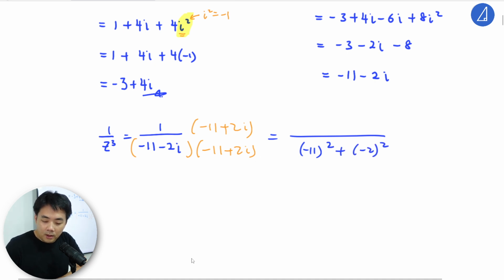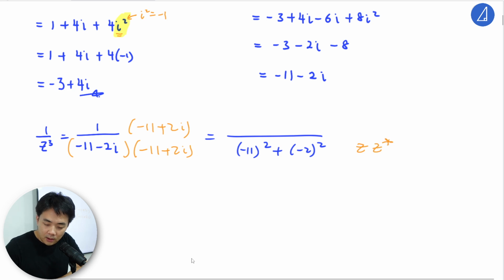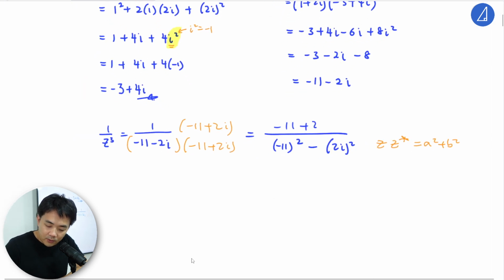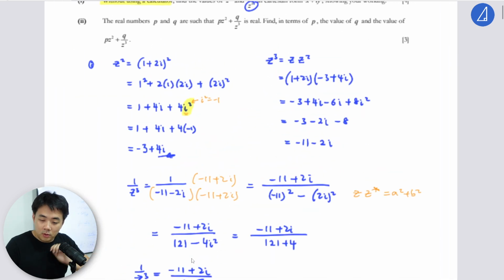I like to use this one, z times z conjugate is a square plus b square. But if you don't want to, you can just expand as per normal. That's fine as well. It can also be done like that, with -2i square. So this will be -11 plus 2i over -11 plus 2i, 121 plus 4, which is 125. That's it. So you just see this one.